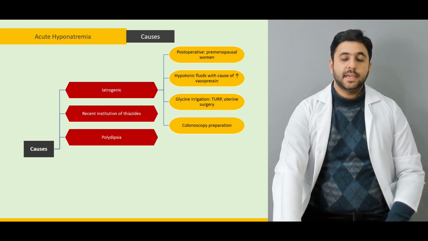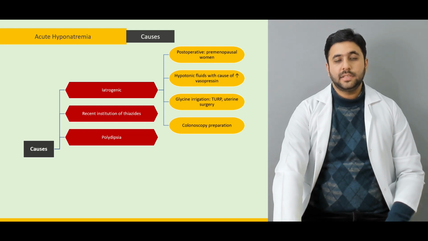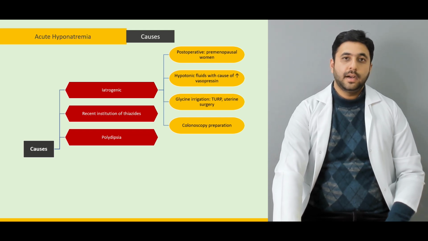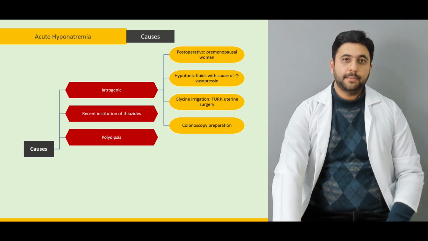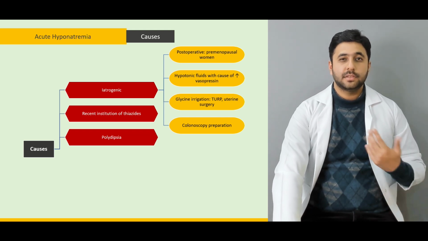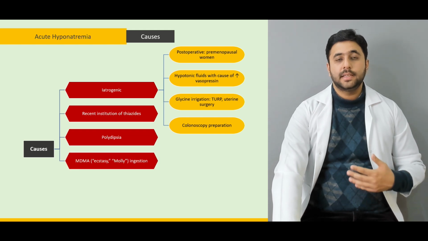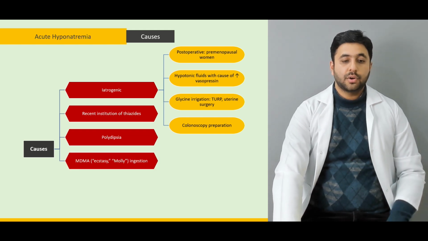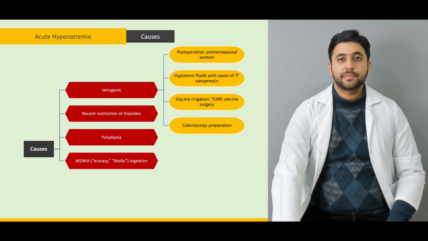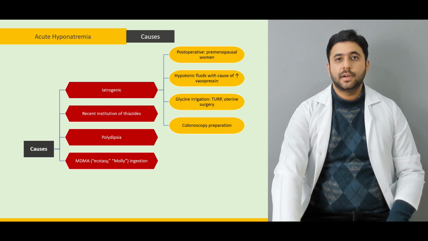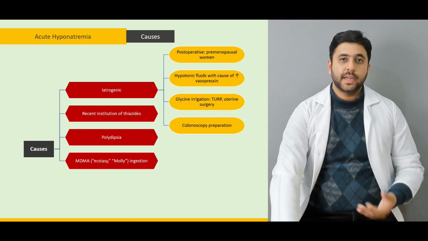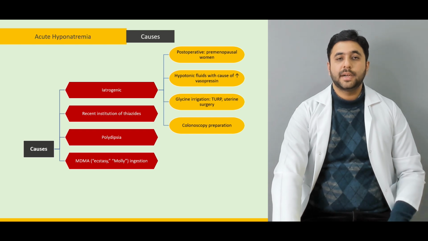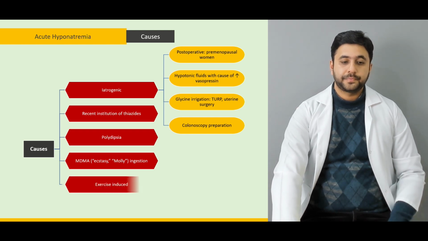Similarly, polydipsia, because of any cause, if the patient is drinking a lot of water, whether it may be psychogenic polydipsia or just because of any other reason, this patient can develop acute hyponatremia, especially if the water intake is too much for the body to manage. A drug called MDMA or ecstasy, this is a banned, addictive substance. This can lead to loss of a lot of sodium in the body, and the patient can become dehydrated to the point of developing acute hyponatremia.